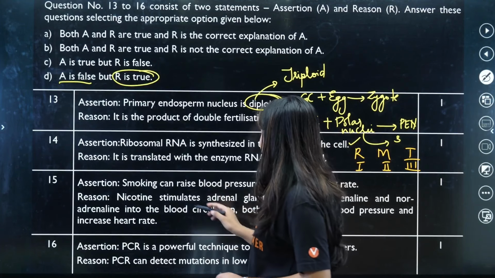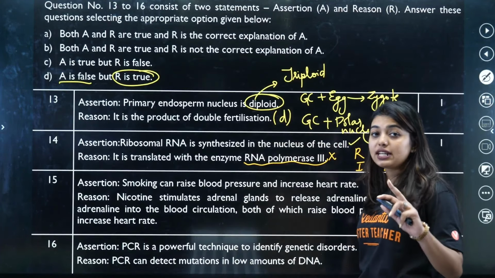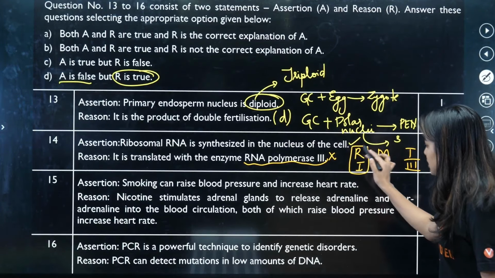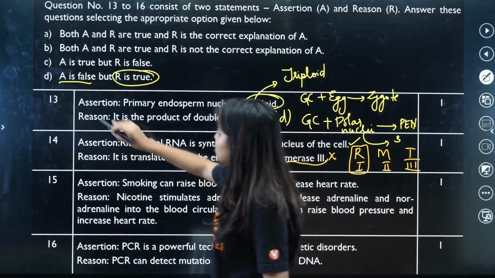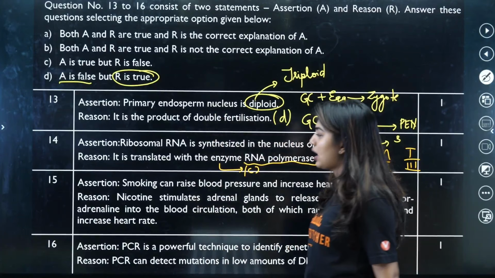Here, the question says it is translated with the enzyme RNA polymerase 3, which is wrong. It is formed with the help of RNA polymerase 1. Look here, RNA polymerase 1. So, the assertion is true, but R is false. Okay. Assertion is true, but R is false.